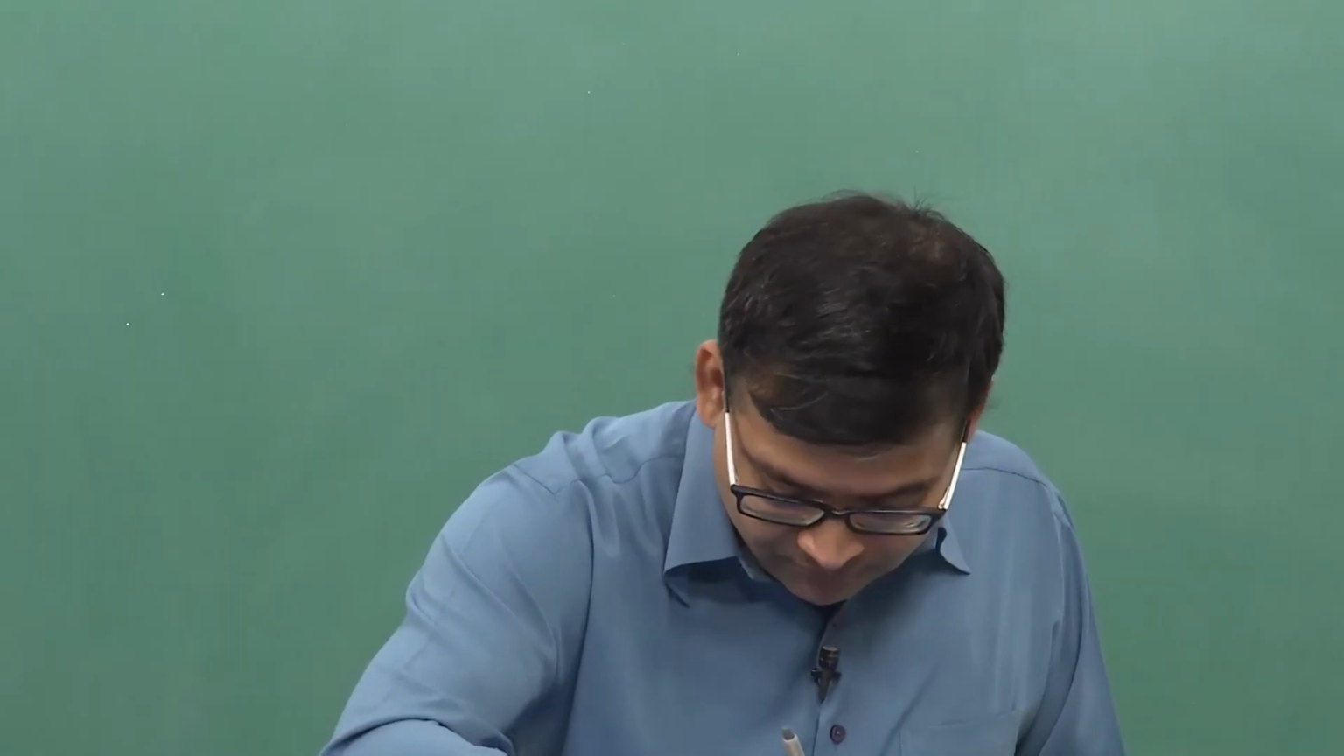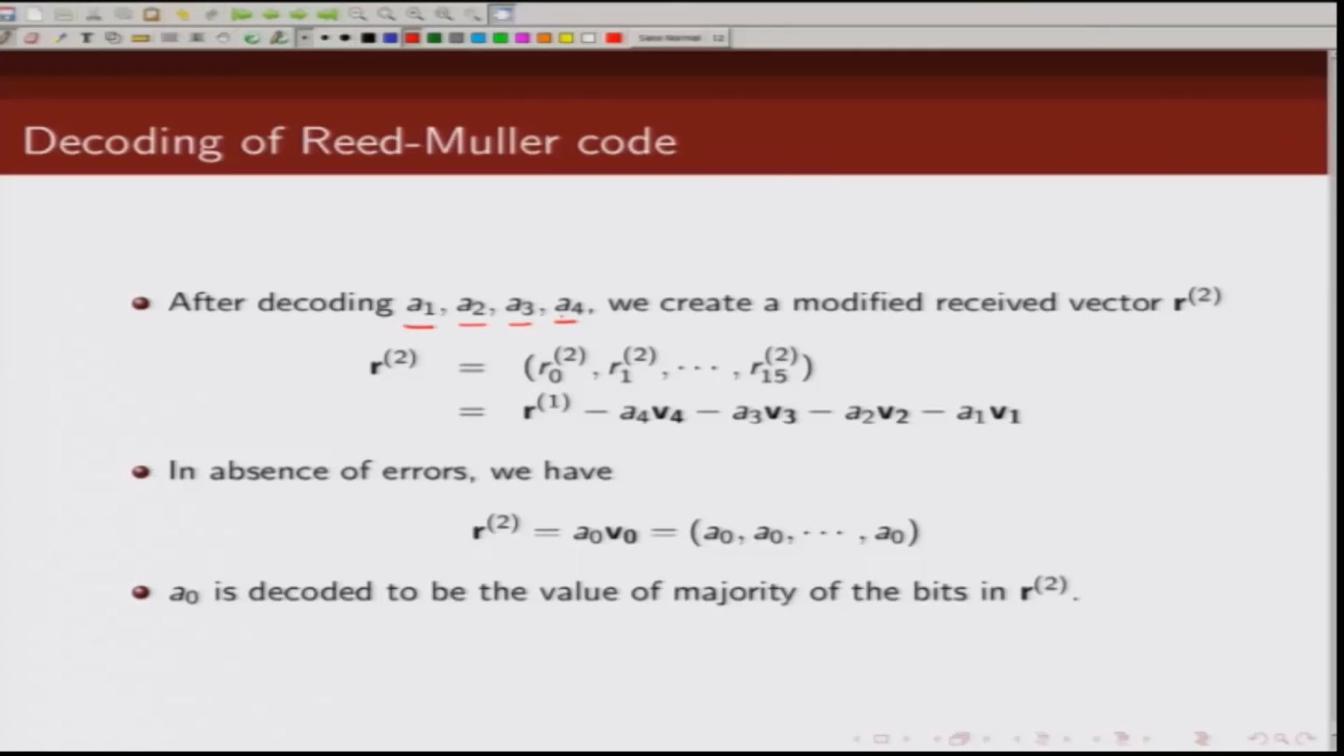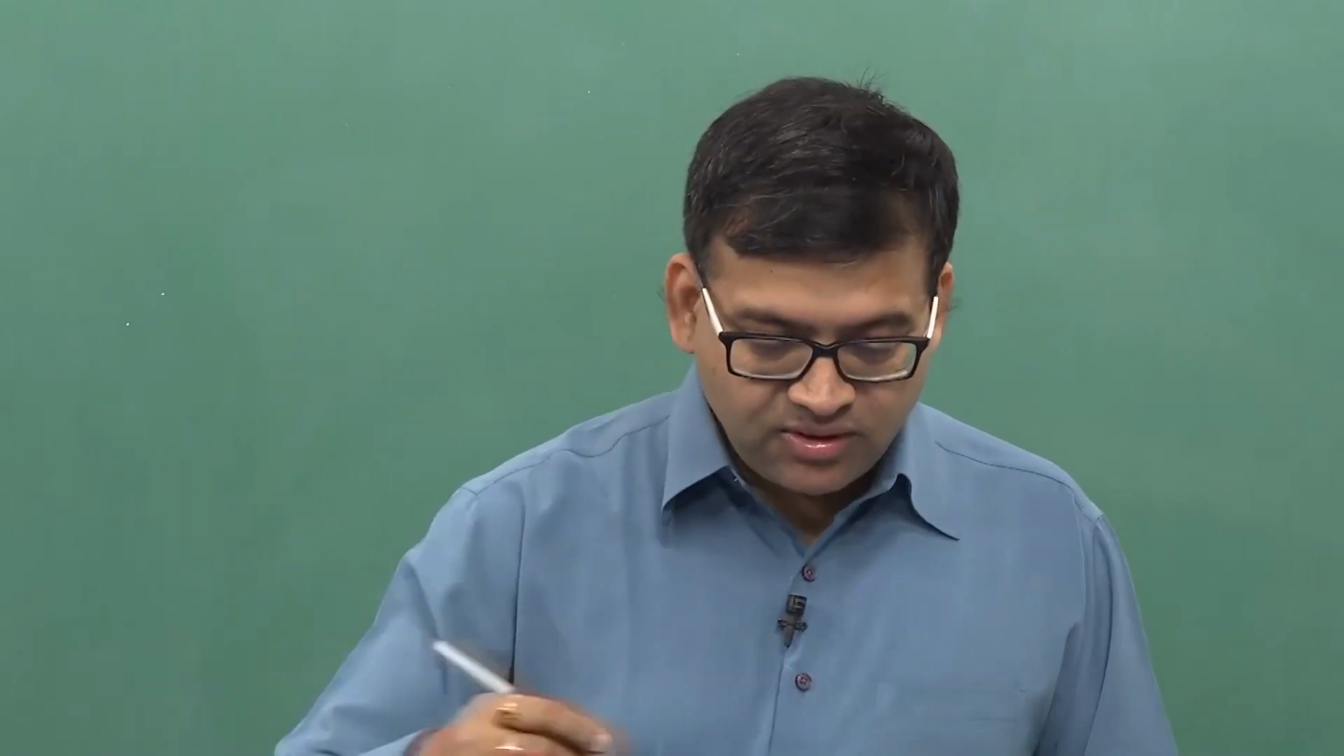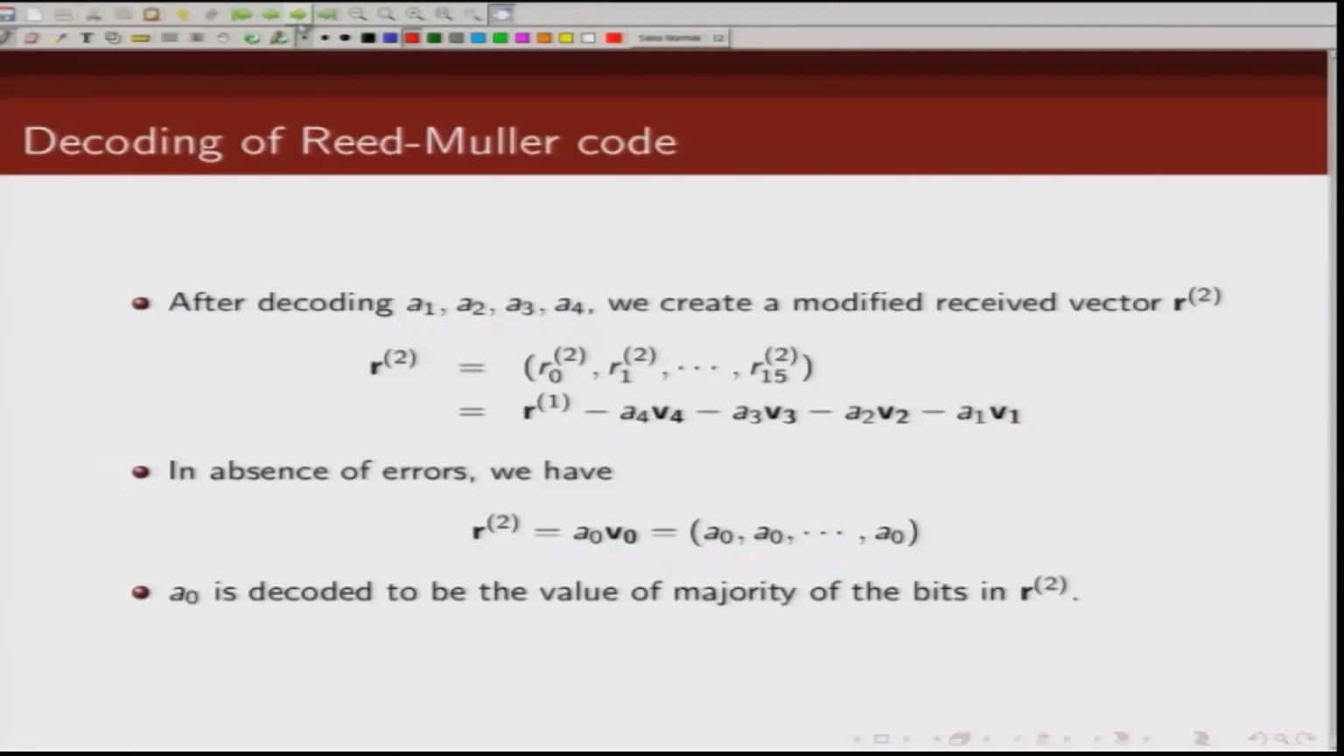Now, once we have decoded A1, A2, A3, A4, we will remove the contribution of these from the received sequence R1. What we are now left with is the term containing V0, so we are only left with A0. Now we have 16 opinions about A0, and again we take a majority decision, and that is how we decide in favor of A0. So, this in a nutshell is how we are decoding a Reed-Muller code.